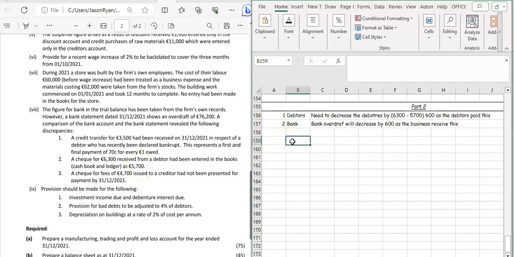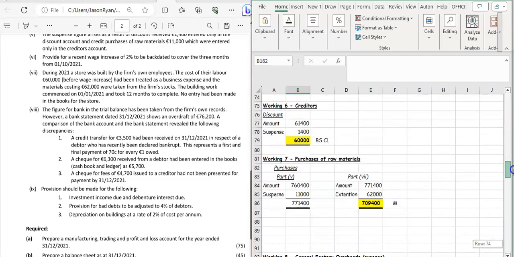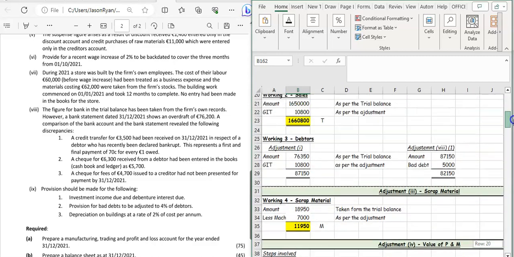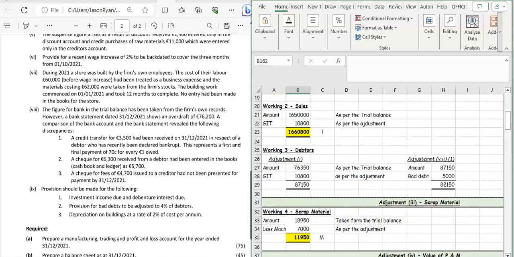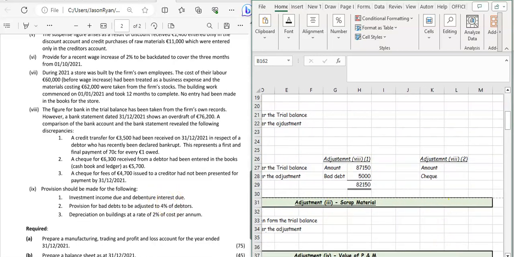So we've got 6,300, take away 5,700. So that's going to give us 600. So the debtors actually paid us an extra 600. So we're going to go to our debtors adjustment, which is here. We have an adjustment done already from the first part of the bank.